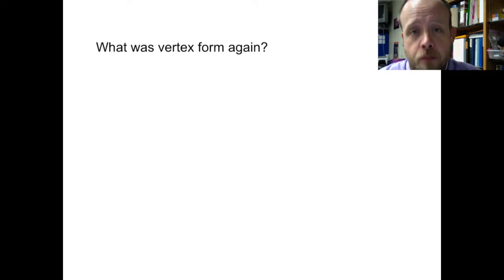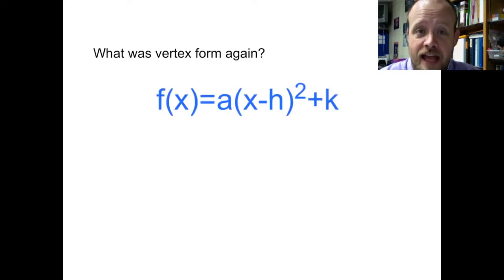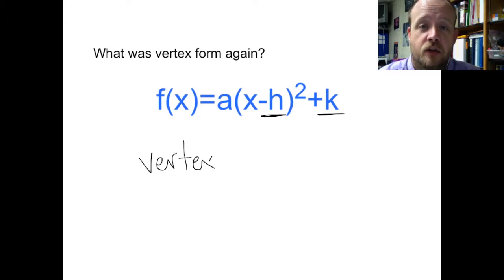For those of us who don't remember, vertex form is f of x equals a times x minus h squared plus k. And this was the really easy way to find the vertex from the equation, because the values of h and k tell us what our vertex is.